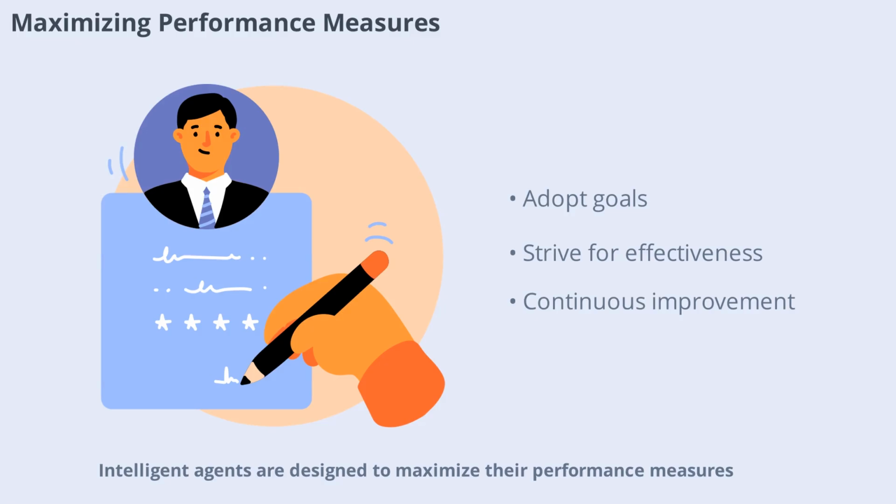Intelligent agents are designed to maximize their performance measures. This means they adopt goals and strive to satisfy them as effectively as possible. By constantly evaluating their actions against a performance metric, agents can adapt and improve over time, ensuring they remain effective in changing environments.